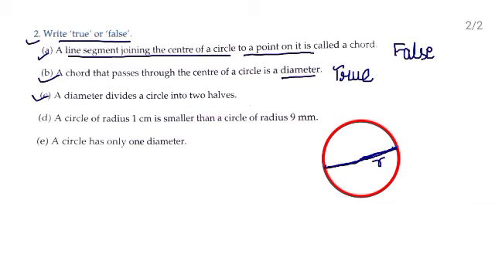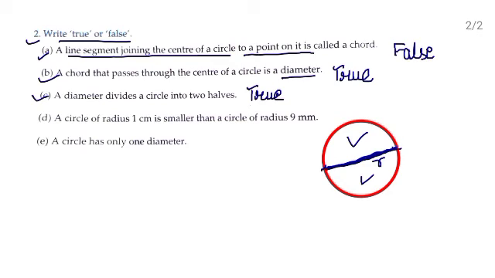Next, a diameter divides a circle into 2 halves. Yes, upper part is also equals to lower part. So what is this diameter doing? It is dividing the circle into halves. So a diameter divides a circle into 2 halves. True.